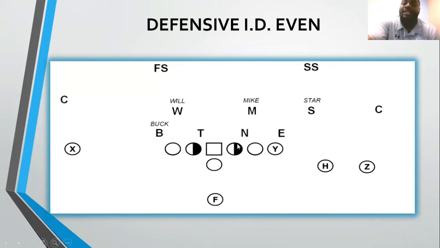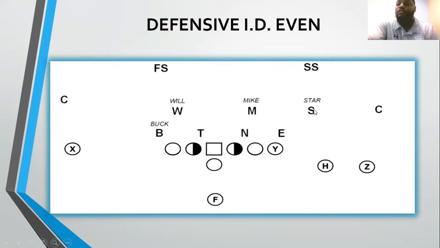Now, with that even front, the way that we identify a defense is we have a field and boundary identification for defense. So this is the boundary side of the defense for this illustration. You have your boundary corner right here. And you have your boundary safety. The boundary safety is always tied in with your boundary linebacker, who's your wheel backer. You have your field corner right here. And you have your field safety, who's always tied in with your star.